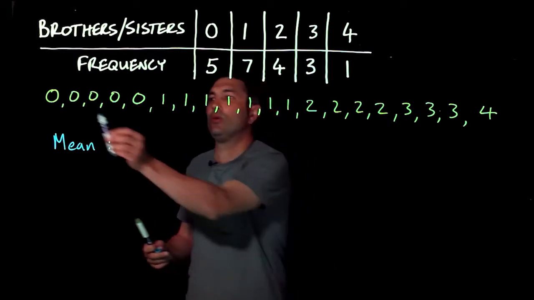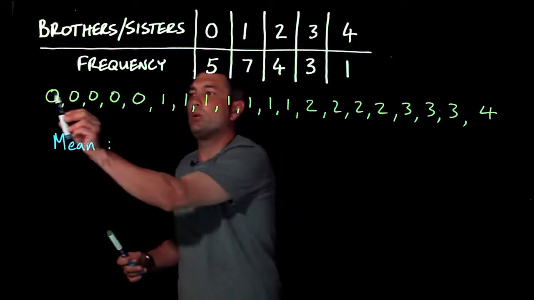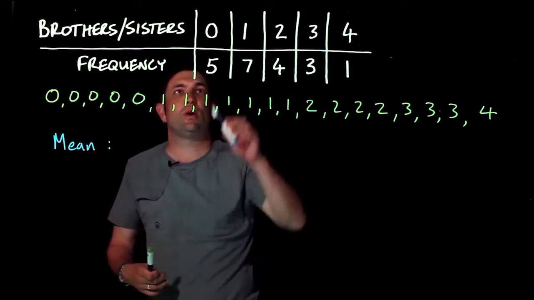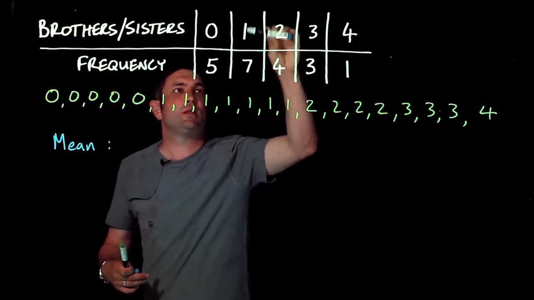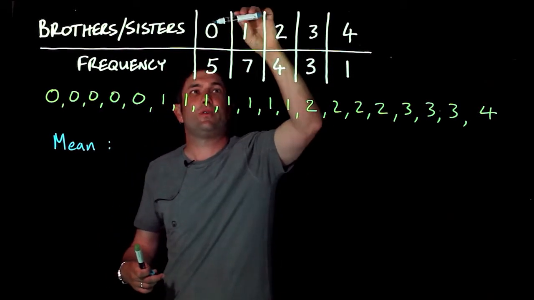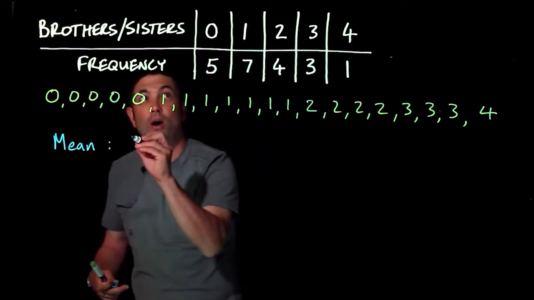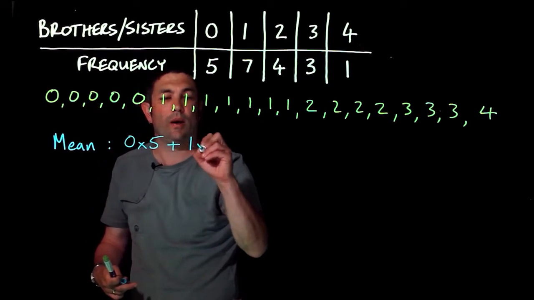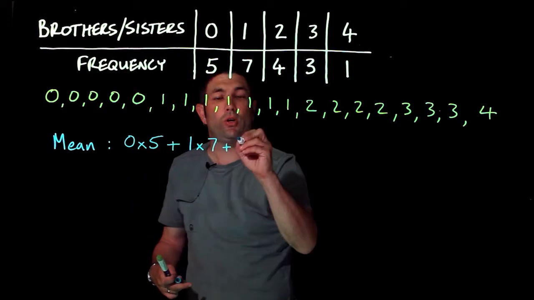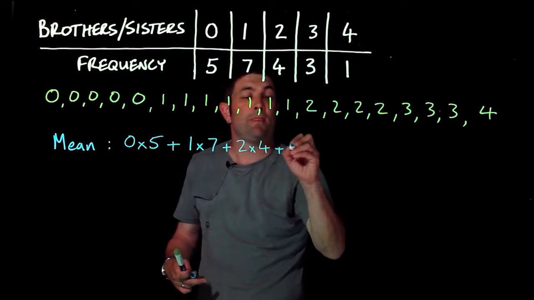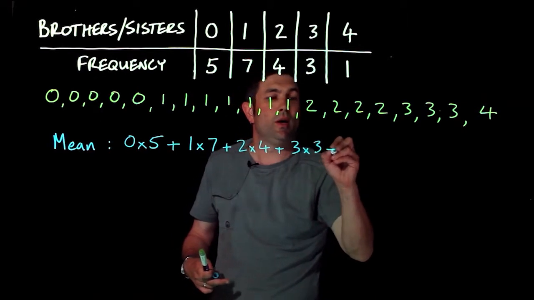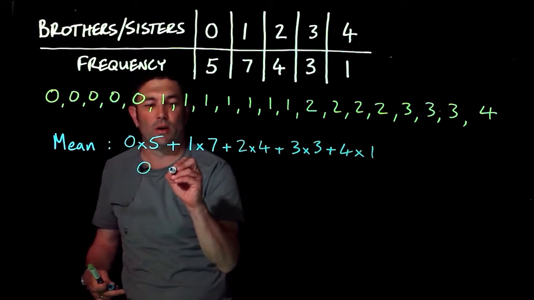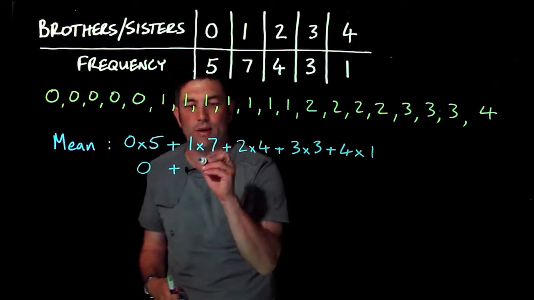Now, we've got to add all this up. Again, a little bit of a pain to add all that up. You could do it, it's not a problem. You probably have a calculator for this, but if you don't, you just do this times this times this, because there are 5 zeros, there are 7 ones. So I'm going to write 0 5 times, 1 7 times, 2 4 times, 3 3 times, and 4 1 time.